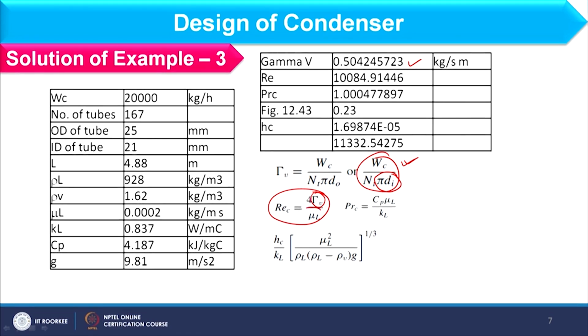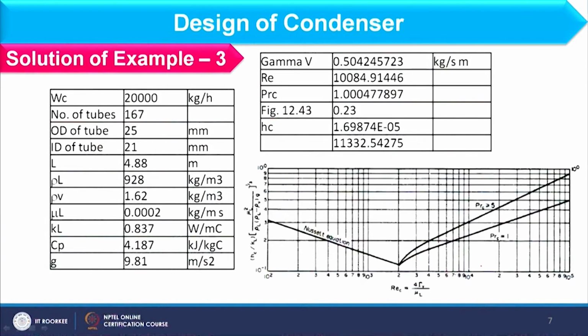Considering this gamma value and viscosity of the fluid, you can find Reynolds number as 1 into 10 raised power 4, right. Prandtl number you can simply find out by considering the properties, and its value should come as 1, right. And the graph that I should consult is figure 12.43, it is as per Richardson and Coulson volume 6 4th edition, right. So, let us see the value in graph. So, you see Reynolds number is given as 1 into 10 raised power 4. So, this is the value.